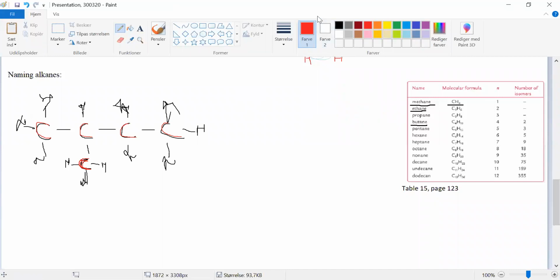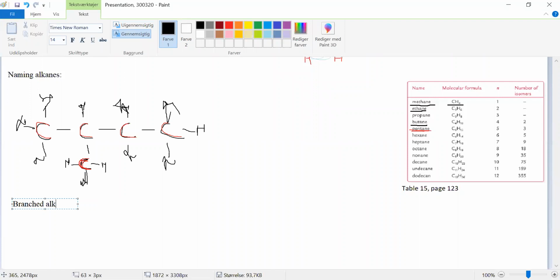So this molecule here is a bit more complicated to name because it contains 5 carbons, but it's not pentane because the carbons are not on a single straight line or in a single straight chain. This is a branched alkane. So the names that are out here are for the unbranched alkanes, so if they do not have any alkyl groups.